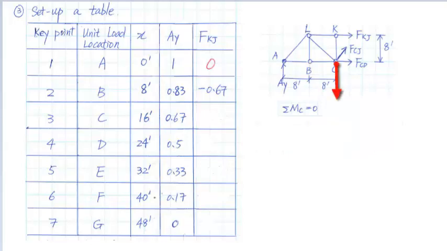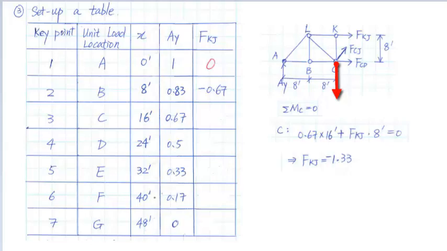Next, we move the unit load to the point C, and the x-coordinate of the load is 16 feet, and the support reaction Ay from the influence line of Ay is 0.67. Use the method of sections and sum the moment at the point C, assuming the clockwise moment is positive, and we get 0.67, which is Ay, times the arm of 16 feet, plus the force in Kj, times the arm of 8 feet, equals 0.